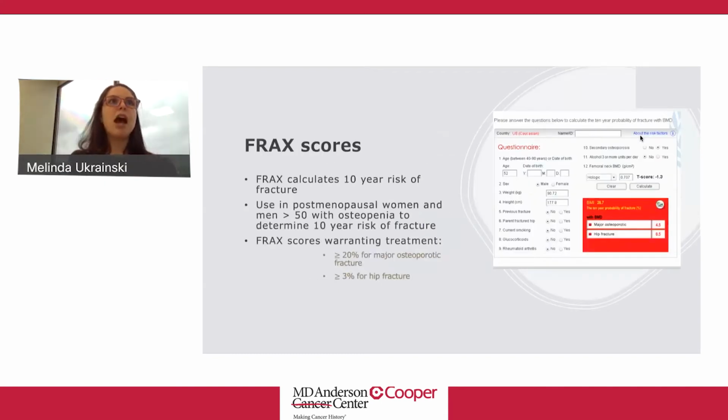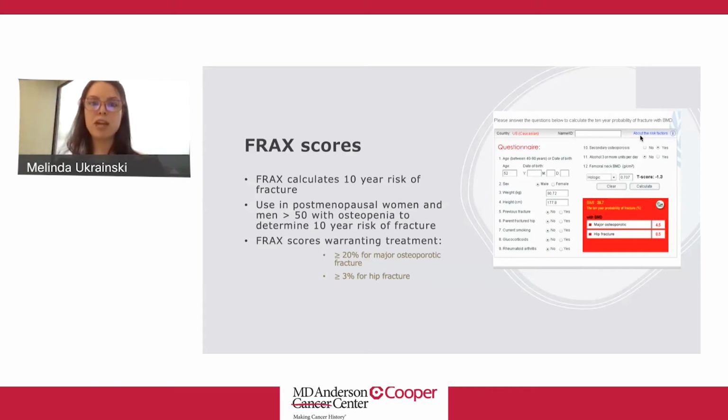So FRAX scores calculate the 10-year risk of fracture. We use them in postmenopausal women and men over the age of 50 who have a history of osteopenia based on the DEXA scan to determine their 10-year fracture risk. FRAX was validated in 11 different cohorts. Only one included men, but we still do use this for men. It reviews several different factors, including age, weight, height, family history, smoking history, and alcohol use, and uses all of these factors to determine the 10-year fracture risk.